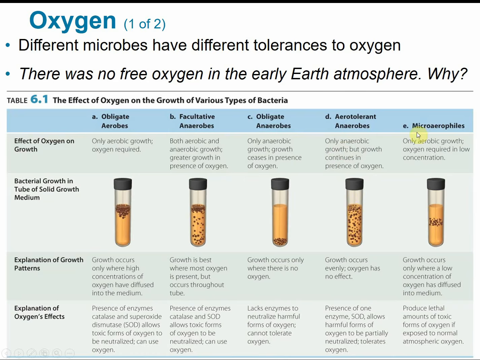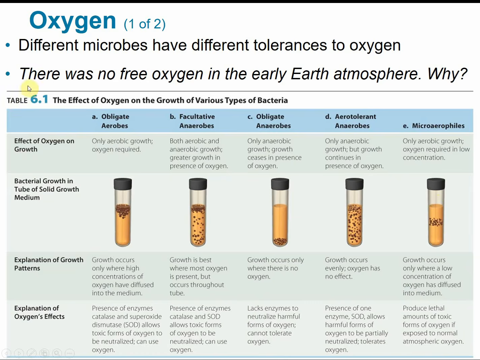And microaerophiles have only aerobic growth, but they require lower concentrations of oxygen. So they're not completely anaerobic at the very bottom of the tube, but they're not completely aerobic where they need the full force of the oxygen in the air. So they grow about halfway down where the oxygen just starts to dissipate a bit.